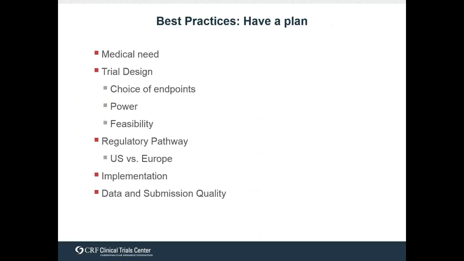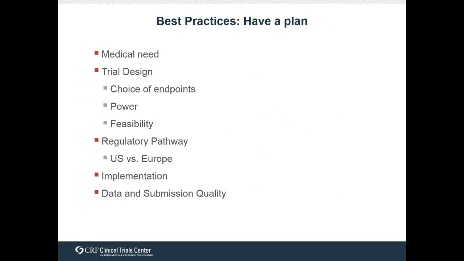Now, if we start with an EFS program, obviously that will not lead to product approval in the U.S. It's the first stage towards an ultimate pivotal trial that would lead to PMA approval. And so it's extremely important to have a long-term plan. And the long-term plans that succeed are based on, one, a real medical need, a good trial design in which the endpoints are clinically relevant, are achievable and measurable.